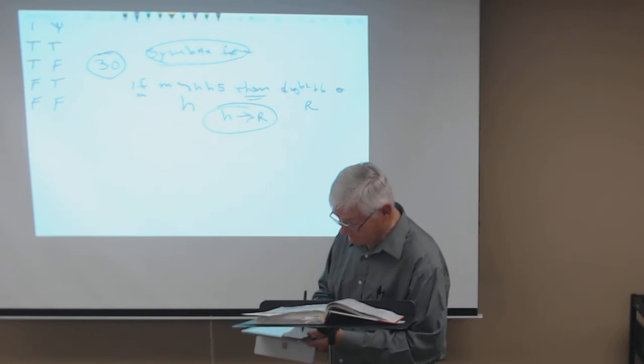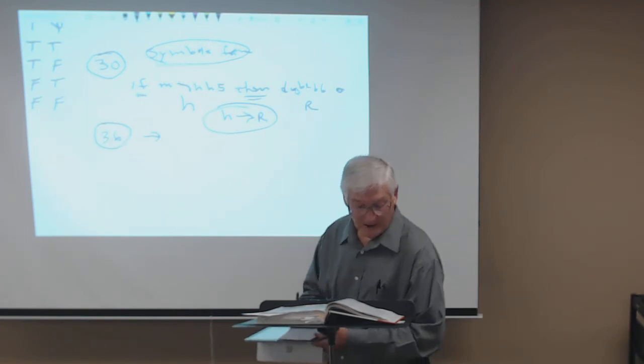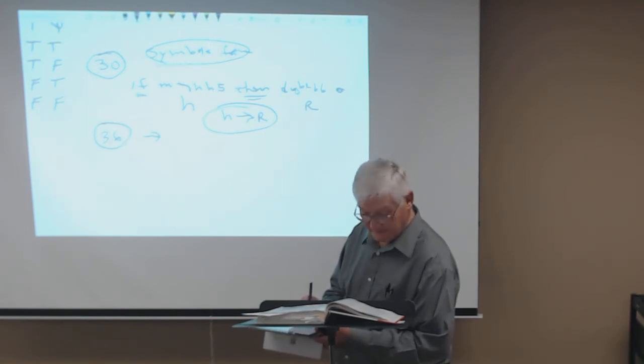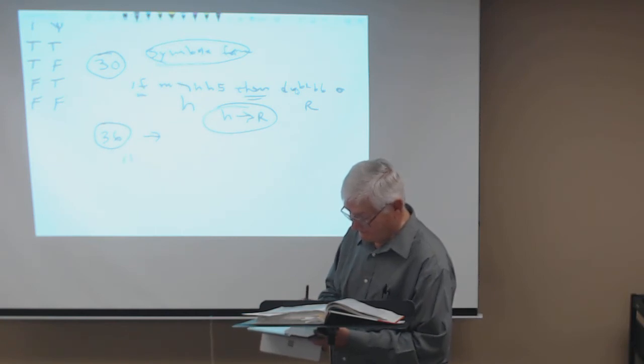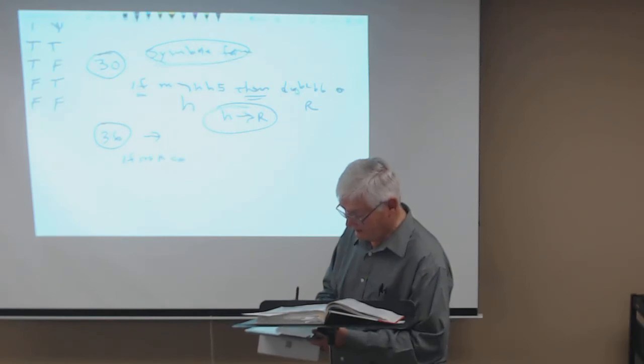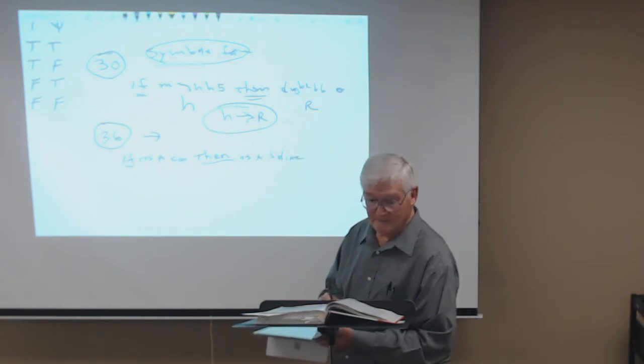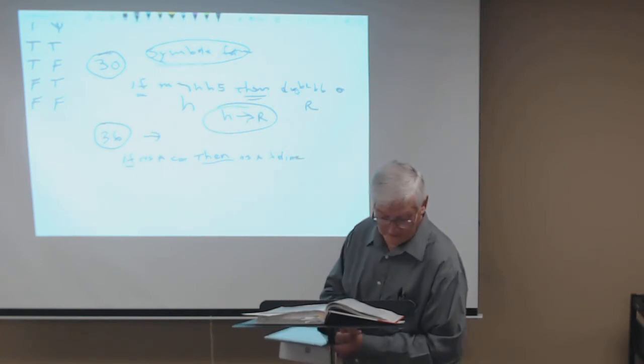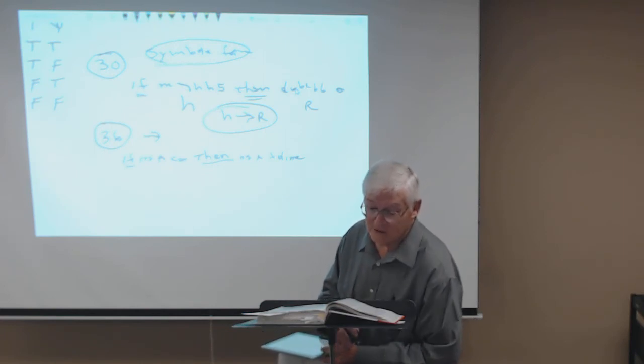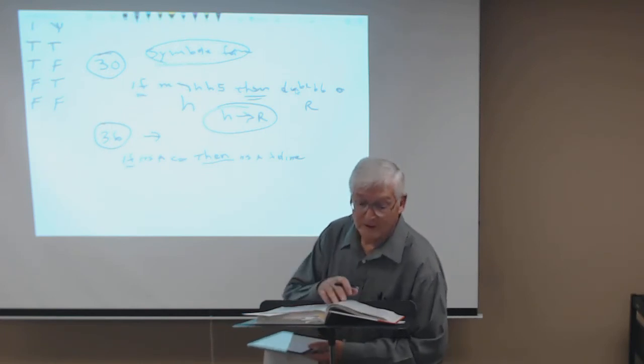Number 36, I'm going to write it in if-then form. All cats are felines. So what do I say? If it's a cat, then it's a feline. Okay? That's what you're doing for 35, 37, 39. Skip number 40. You don't do that one anyway.